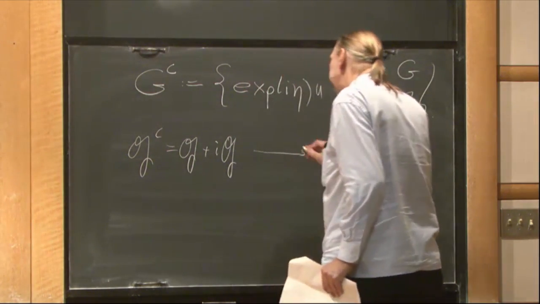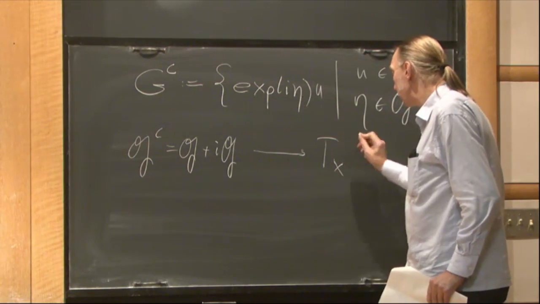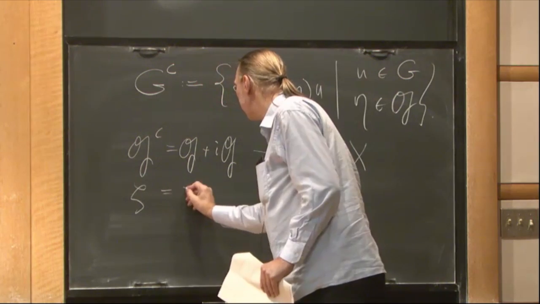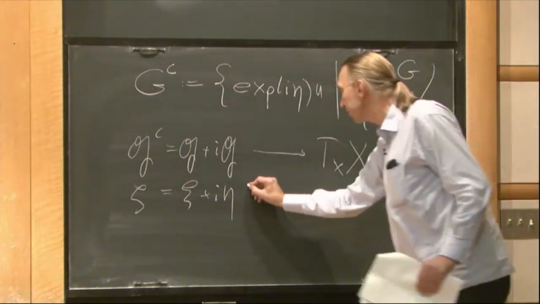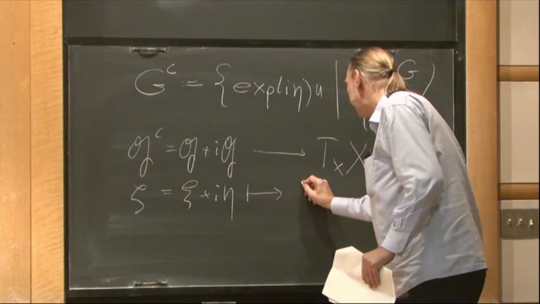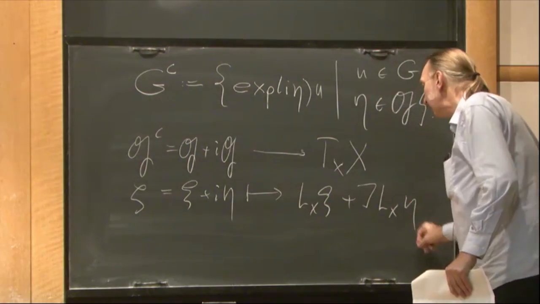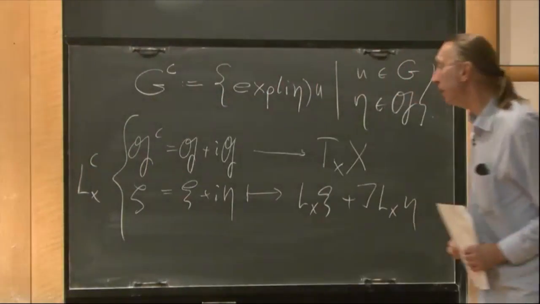And we have again an infinitesimal action which we need, which is just obtained by taking an element xi plus i eta, and using j instead of i, right? So that goes to Lx xi in that notation plus j Lx eta. And that whole thing I'm going to call Lxc.